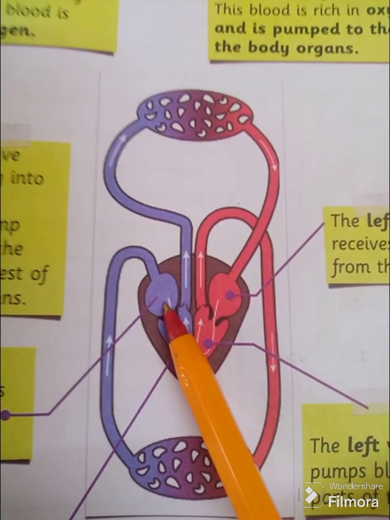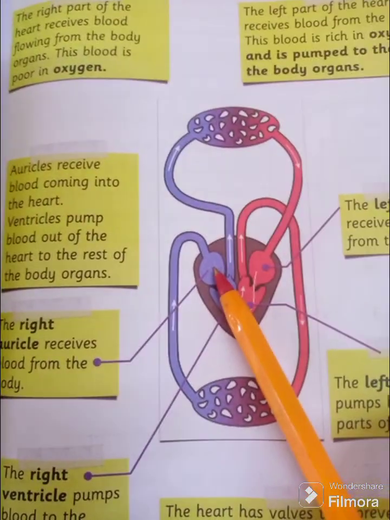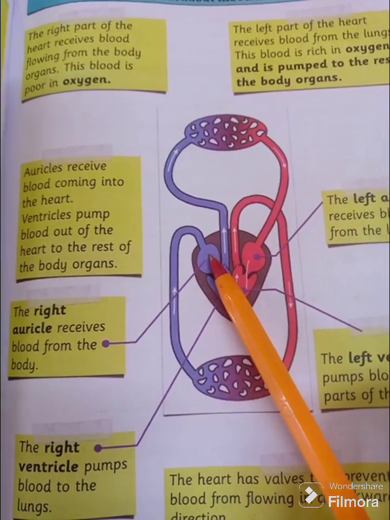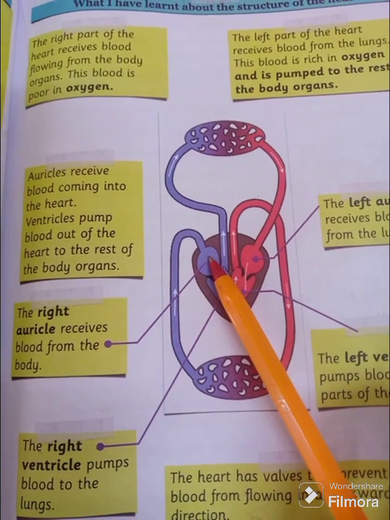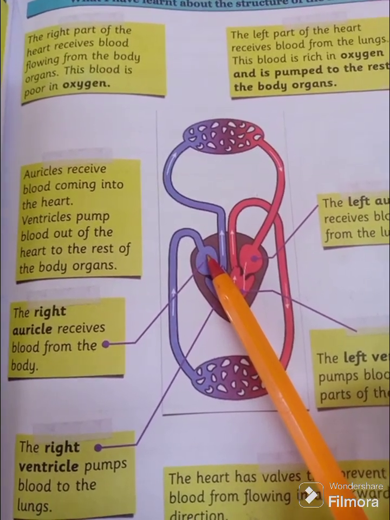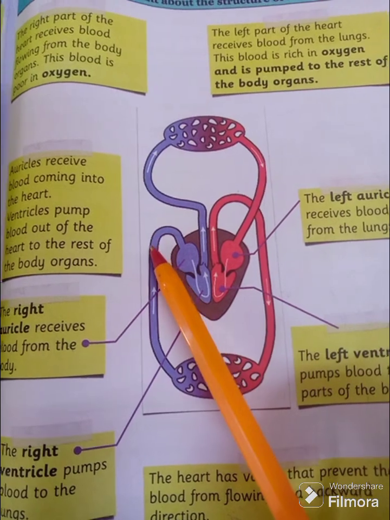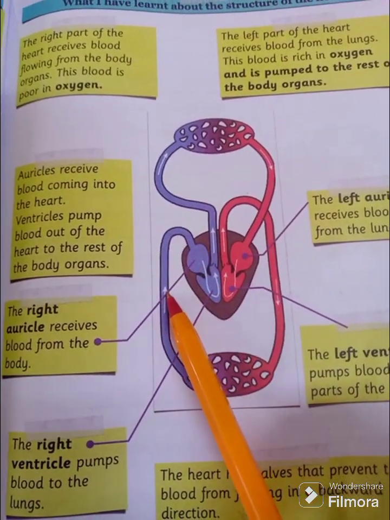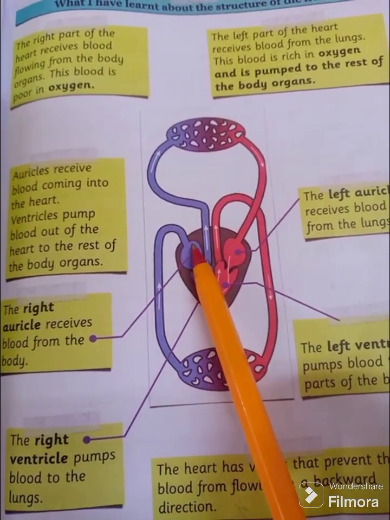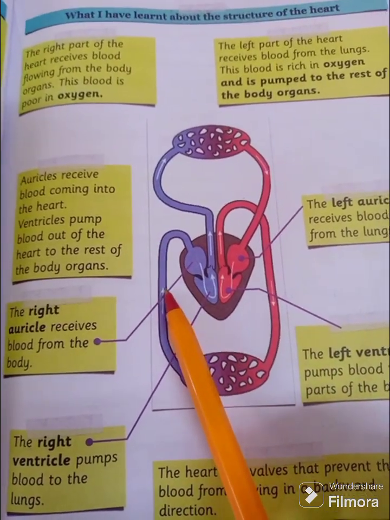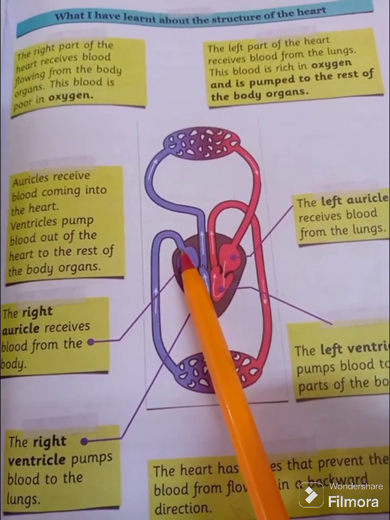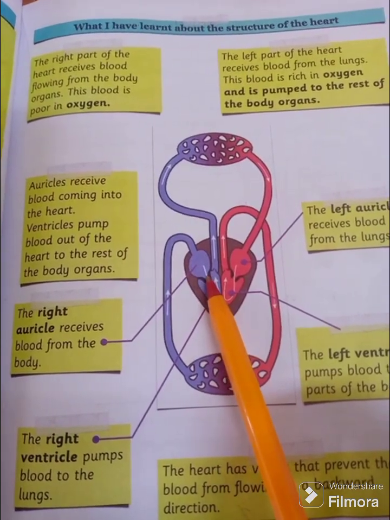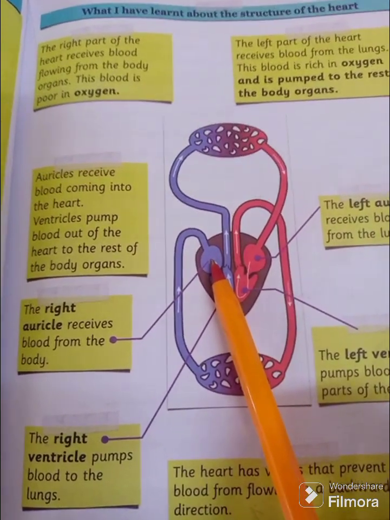That is the right auricle, which receives blood from all the body parts. It receives blood from all the body parts through this blood vessel, which we call the vena cava. That is the vena cava, which is also known as the main vein, or the largest vein. So it is the one that gets blood from all the body parts and brings it to the heart. That is the right auricle.